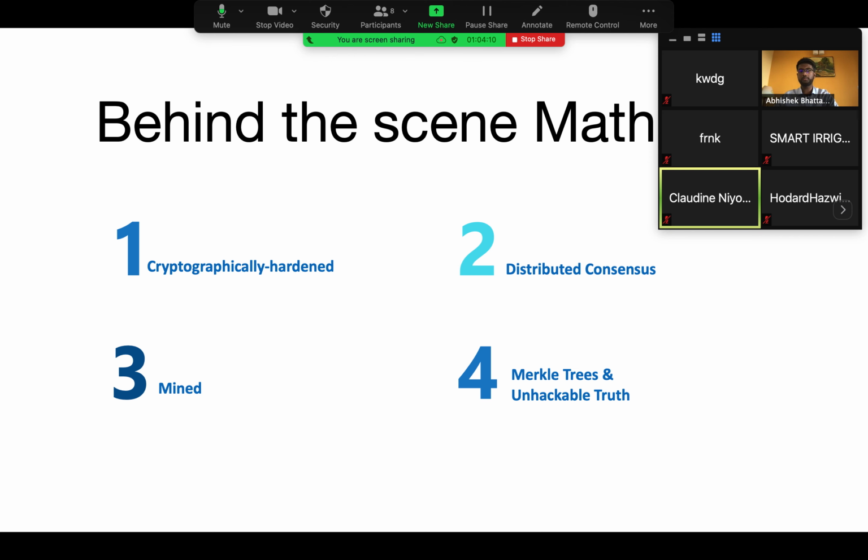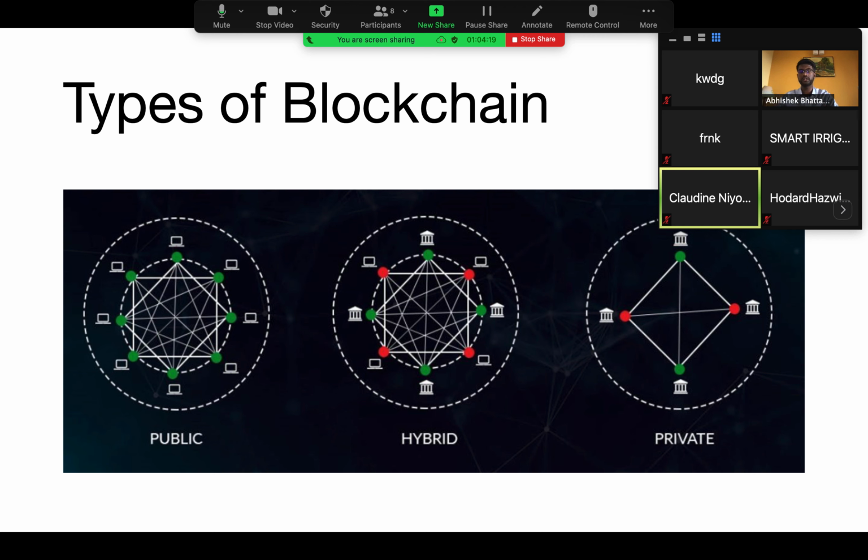And also this fourth point, Merkle trees and the unhackable truth, I will return to this because this is going to make this particular slide more technical. So I will return to this and we'll first take a look at the types of blockchain that I've been waiting to cover.